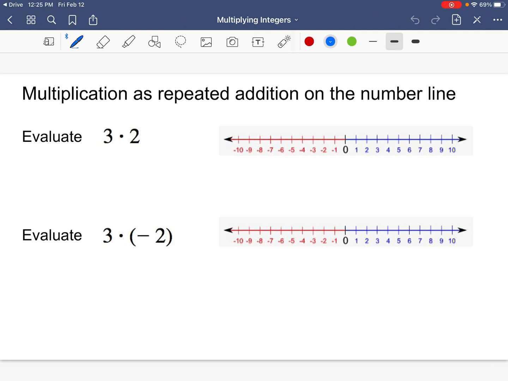So let's start with 3 times 2. We'll start at 0 and we'll add 3 2's. So the first 2, the second 2, the third 2, and we can see on the number line that 3 times 2 equals 6. Now let's look at 3 times negative 2. Again, let's start at 0 and go negative 2, negative 4, negative 6.